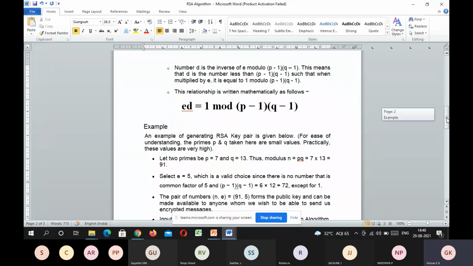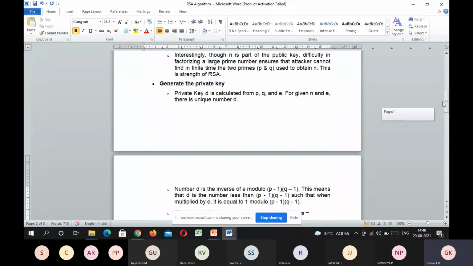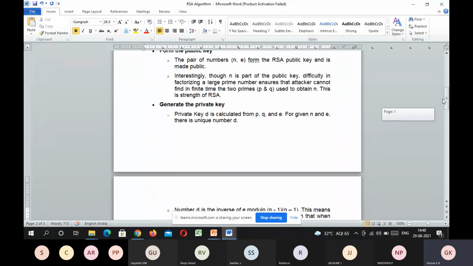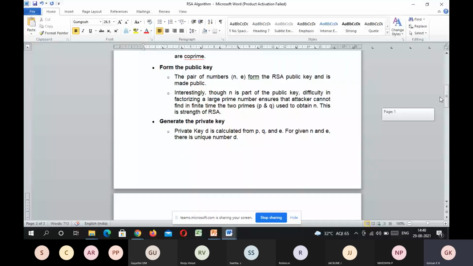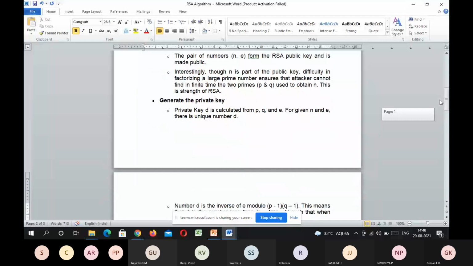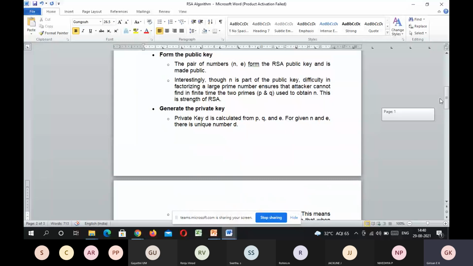Now we have got E, that is the public key, and D, the private key. Now what is the pair? E comma N is the public key pair, and D comma N is the private key pair. So we have all these parameters.